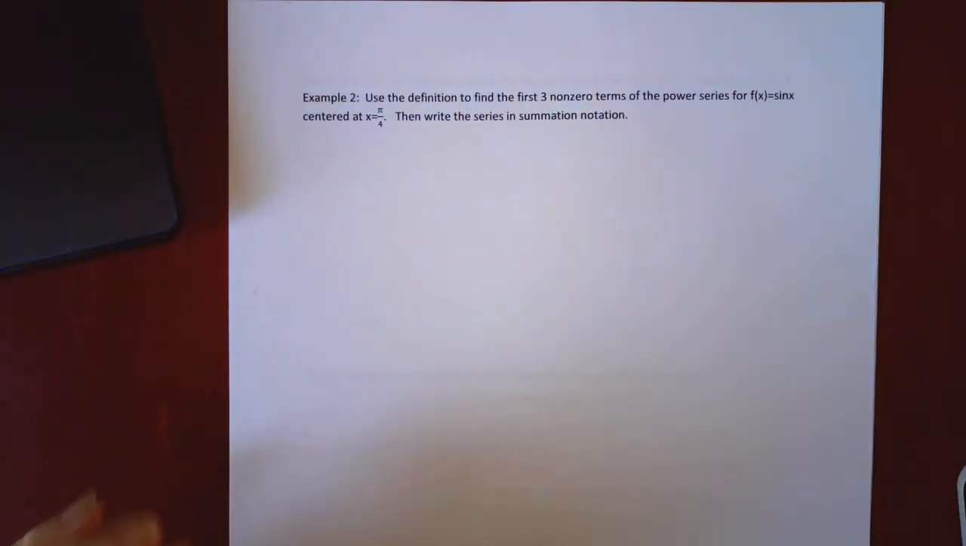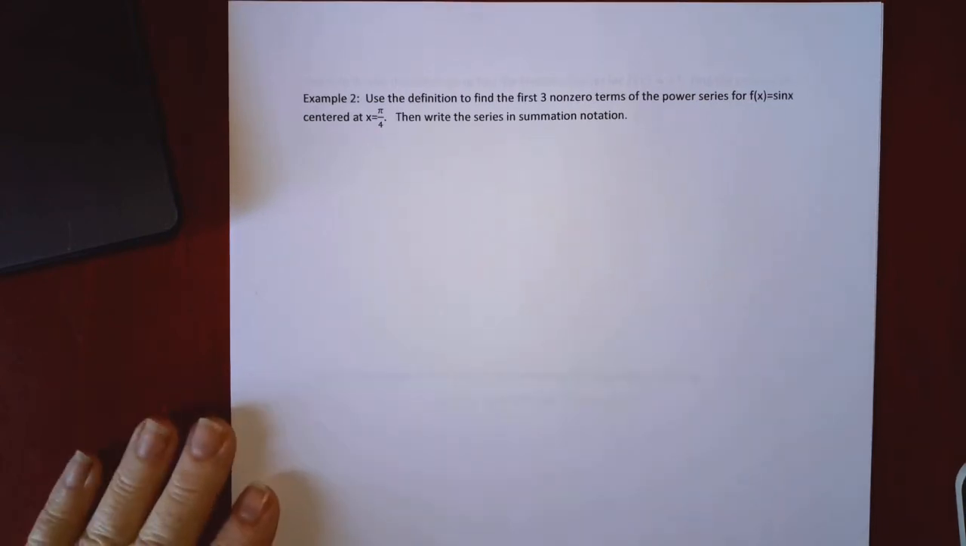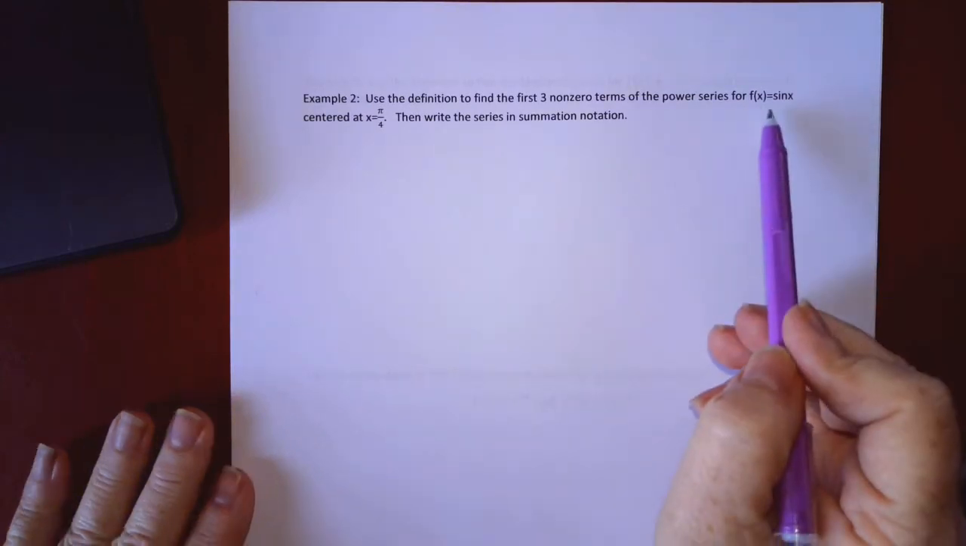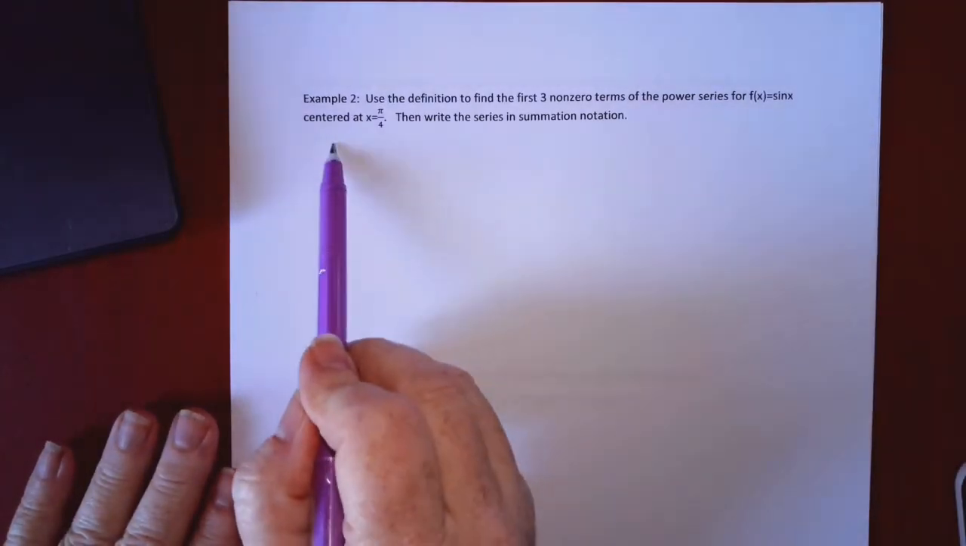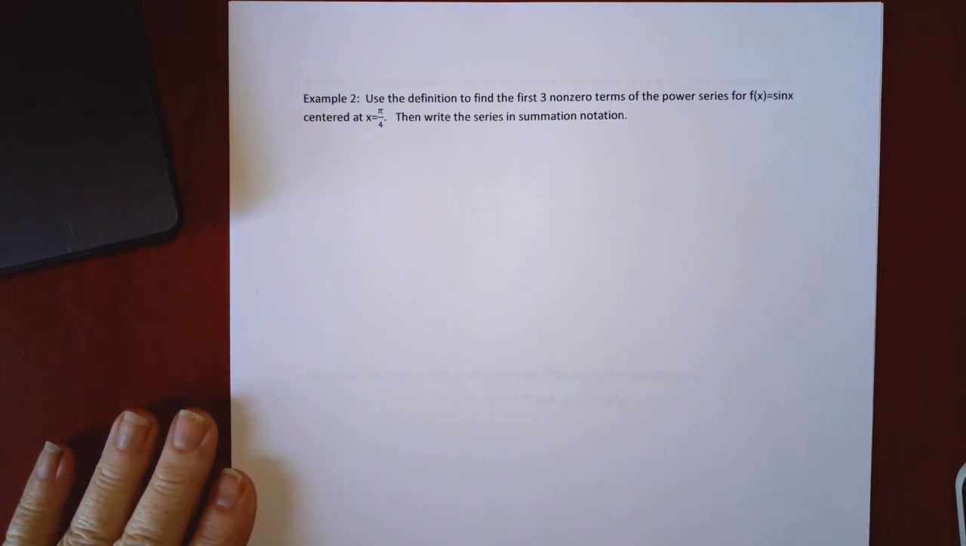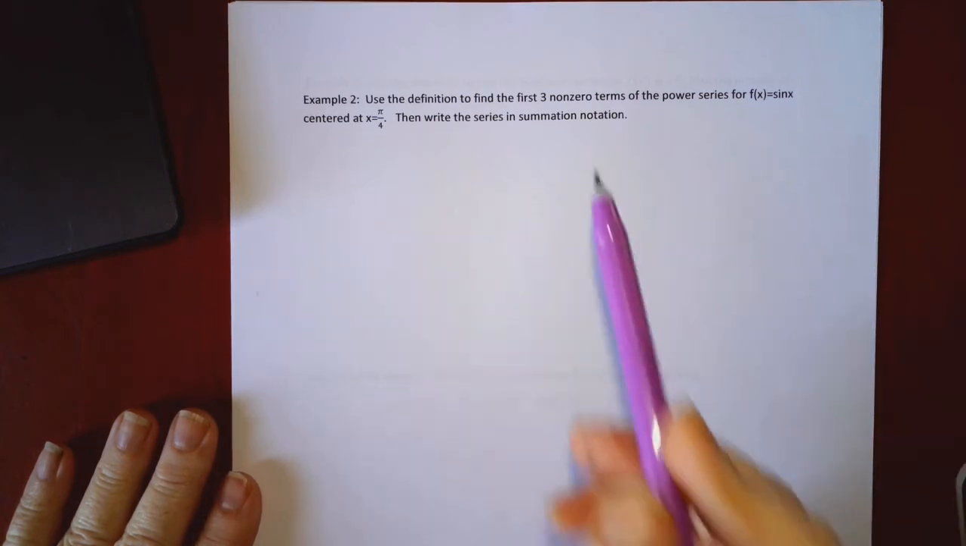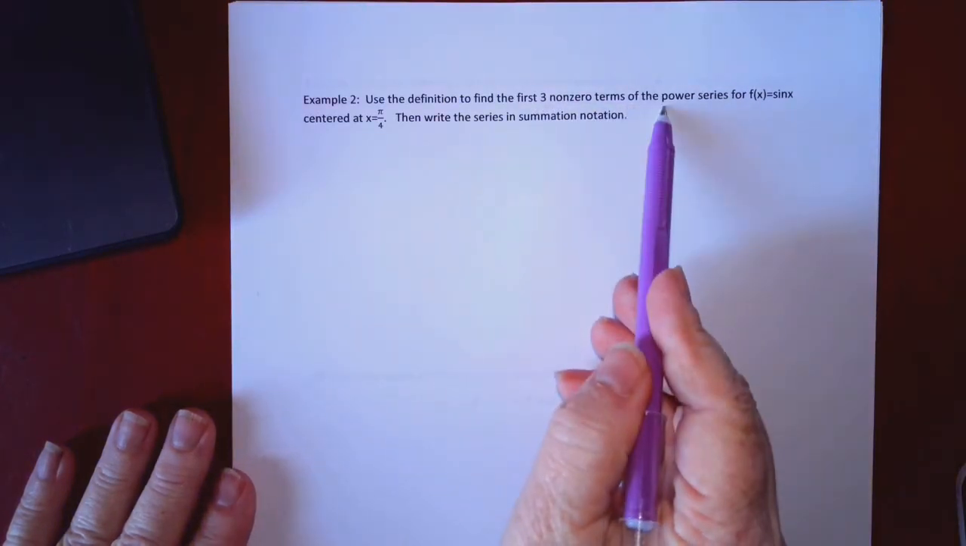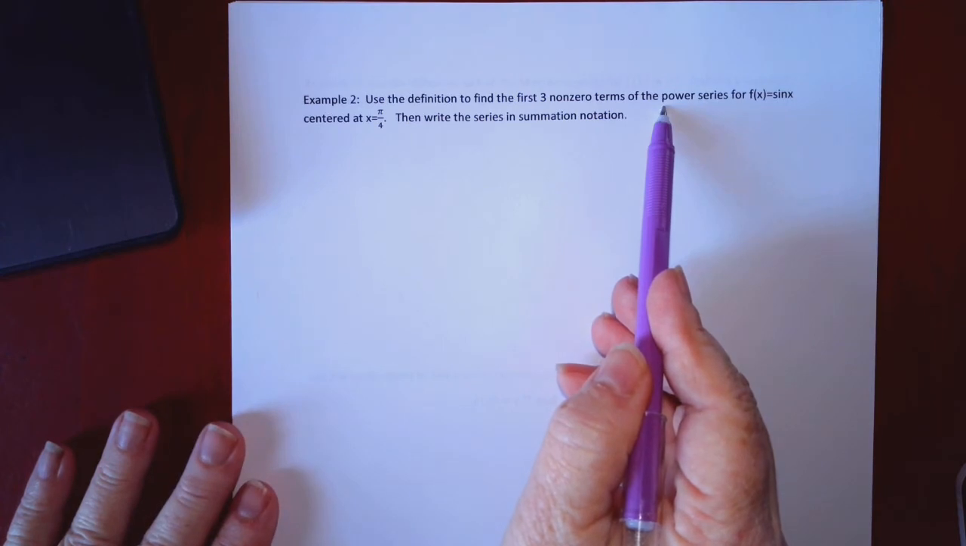All right, well, let's try another one. You remember, we don't always have to center at 0, right? We like it when they're centered at 0, but that's not always possible, and sometimes we just don't, for various reasons. So let's suppose we have sine x, and we want to center at x equals pi over 4. First, we're going to find the first three non-zero terms of the power series.